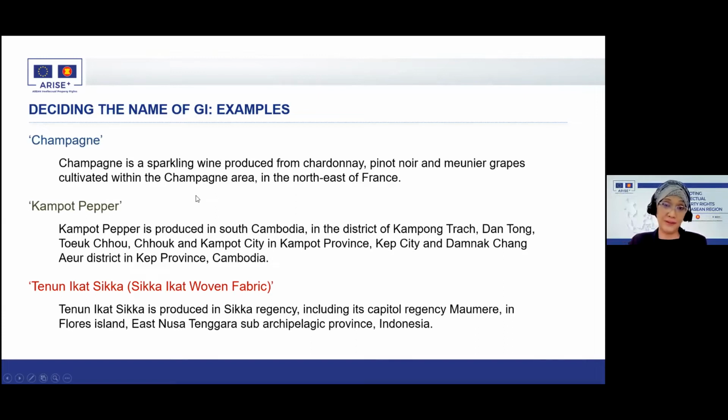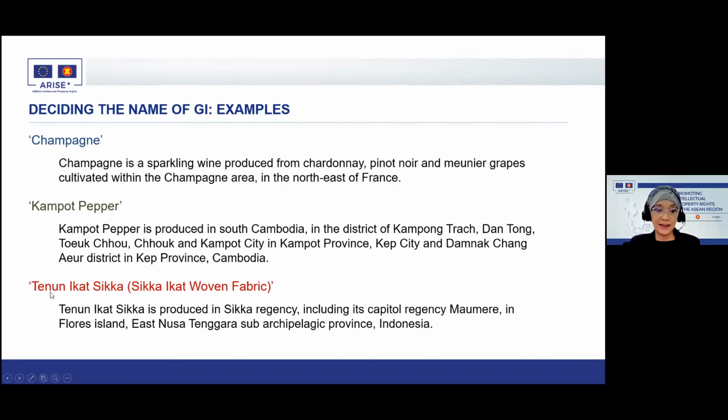Kampot pepper. Kampot pepper is produced in South Cambodia in the districts of Kampong Trach, Dang Tong, Chhuk, and Kampot City in Kampot Province, and Damnak Chang'aeur district in Kep Province, Cambodia. I'm sorry if I misspelled them. So Kampot actually designates directly the area, especially Kampot City.